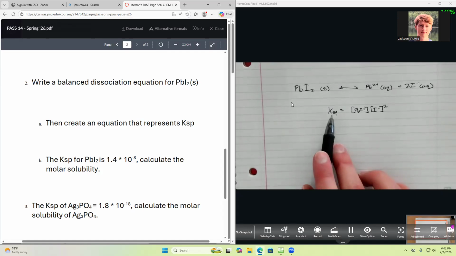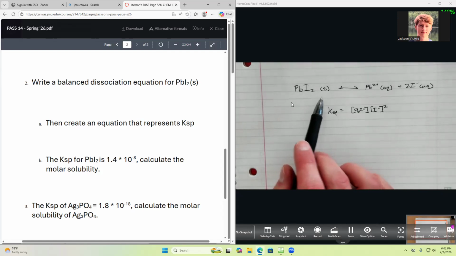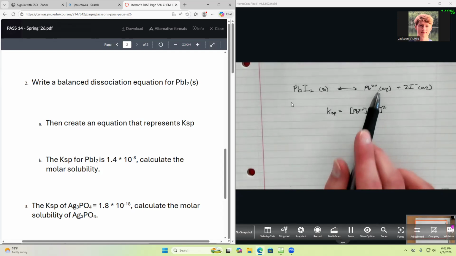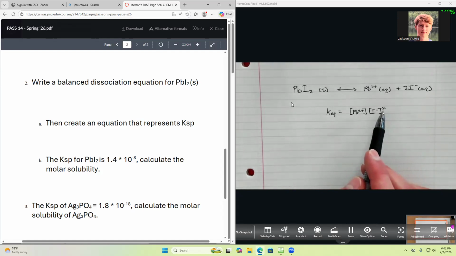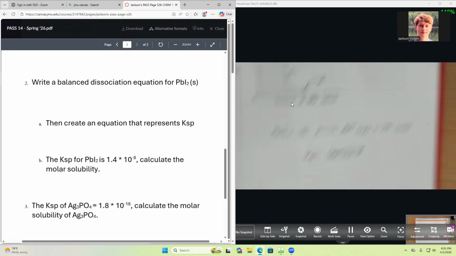And so if we wrote out the Ksp, as a quick review, again, solids don't go into any K expression. So it's only going to be this times this, and this is going to get a square of 2 from the coefficient. So now let's put this into practice. If I gave you the Ksp value as 1.4 times 10 to the minus 8, I could ask you to find something called molar solubility. And that basically represents the concentration of this soluble ion in solution. See if you can do this based on what we talked about yesterday and what you did on the active, but I'm going to go over it up here too. We'll spend a couple minutes working on this one.